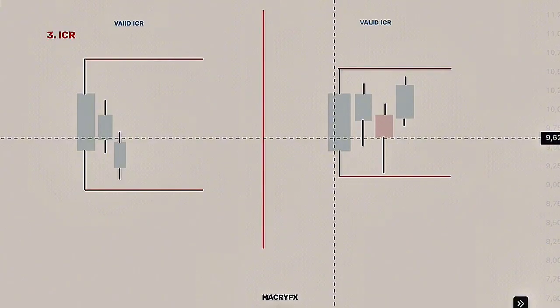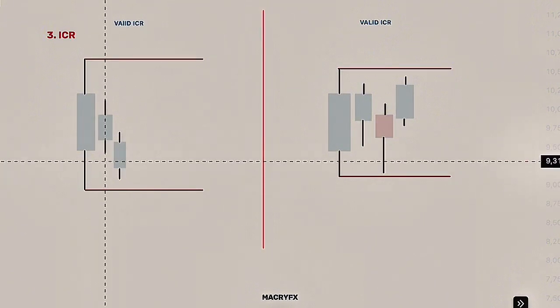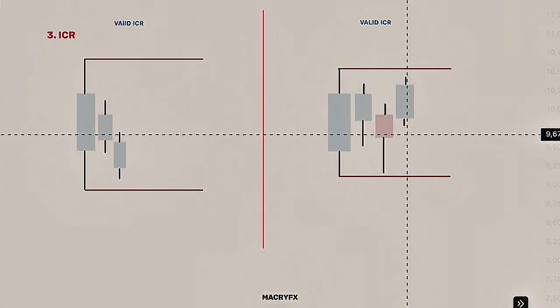The most important thing: the colors of the two candles do not matter. The pattern is strictly about size and range. There can even be more than two candles, even three or four candles as well.